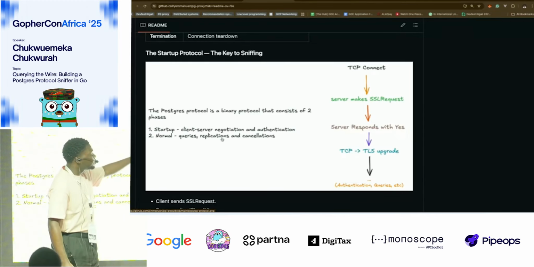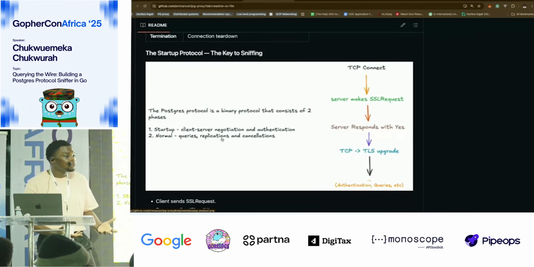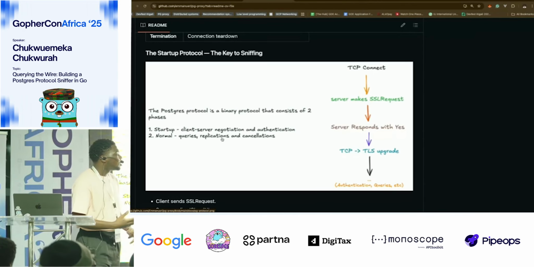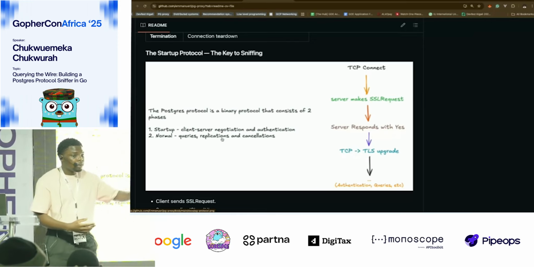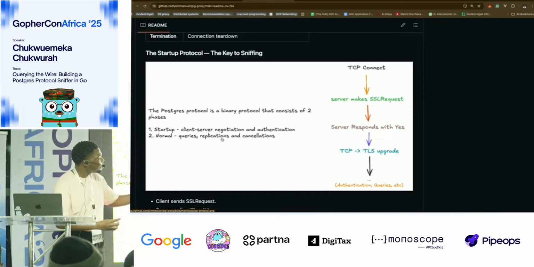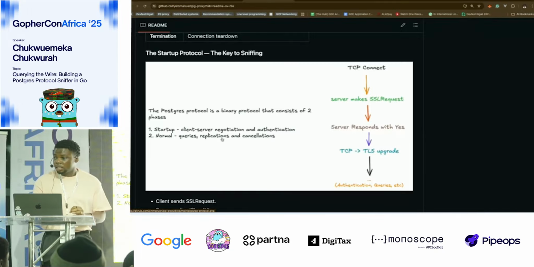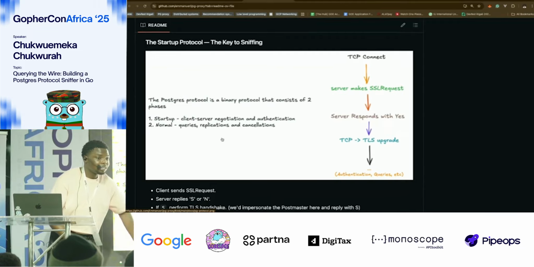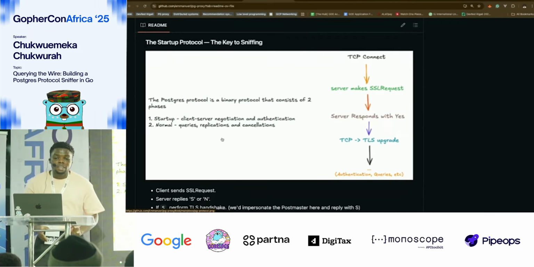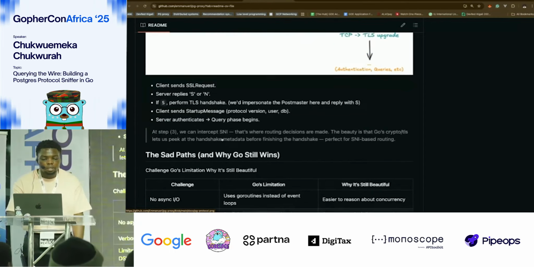So TCP connect is the first thing that happens, because everything we're doing is all TCP connections, right? We make a TCP connection, and then we start the discussions. So the server makes the SSL request, right? This is for what we are trying to do here. Actually, ideally, the server makes the SSL request, the server responds with yes, then there's a TCP to TLS upgrade, and then there's authentication and queries and whatever and whatnot.